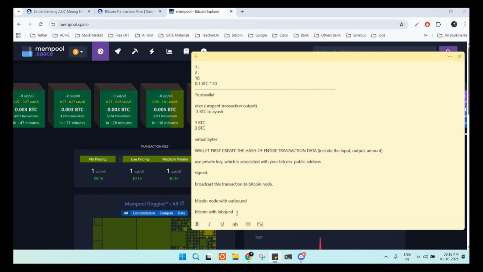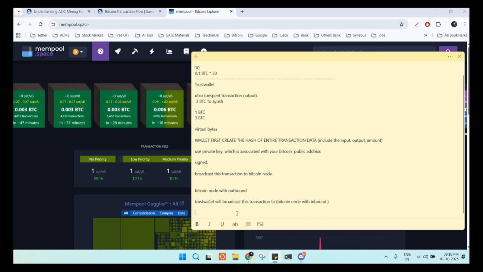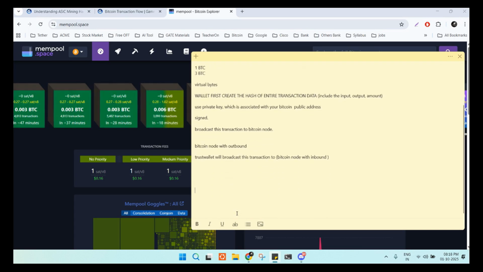Okay, so Trust Wallet will broadcast this transaction to a Bitcoin node with inbound. Now you will ask me how it will send it, how it will broadcast it. So right now, how are we communicating? We are communicating using the internet, right?